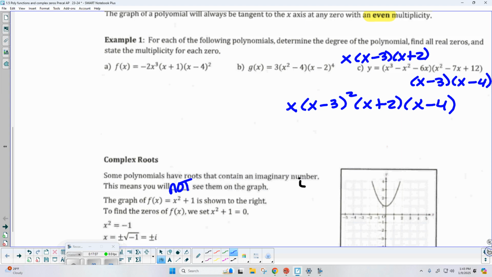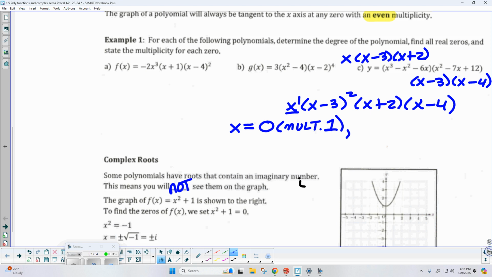Once we've got it completely factored, we find our zeros. Starting with the first one, what does x equal? Yep, if I set this one equal to 0, there's nothing to simplify. I got immediately that x equals 0. Okay, so it's going to come into contact with the origin. With what multiplicity? 1.